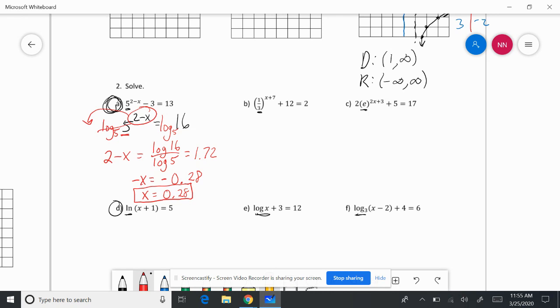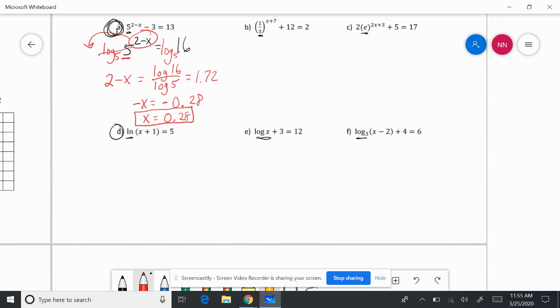Now, if we're looking at letter D, I want to get rid of the natural log. And remember, natural log is the same thing as log base e. So in order to get rid of a natural log, I'm going to do a base of e. Whenever we have bases that are the same, it becomes 1. So I have x plus 1 equals e to the 5th. E to the 5th is 148.41. So when I subtract the 1, I get x is equal to 147.41.